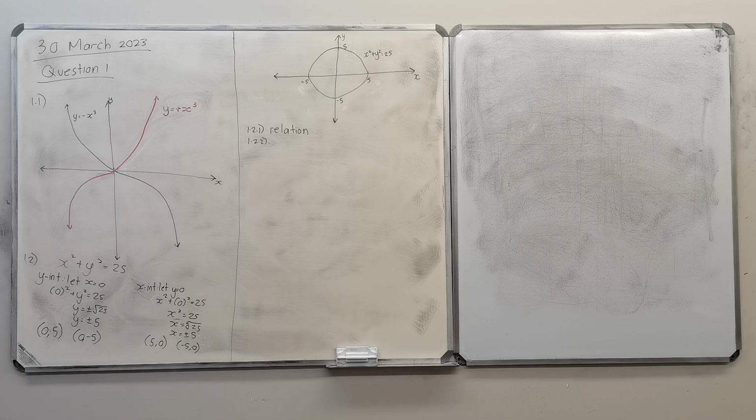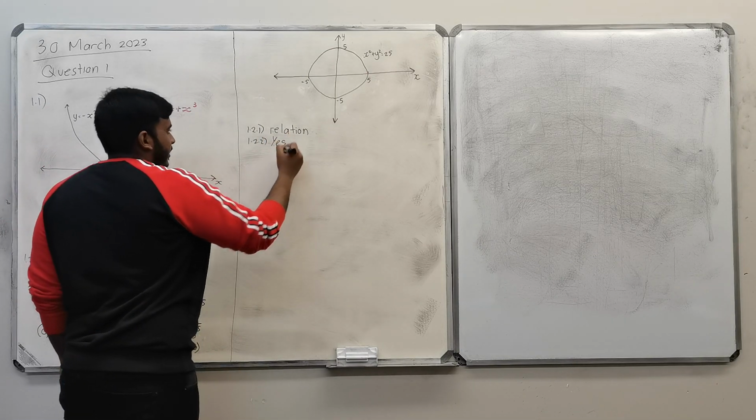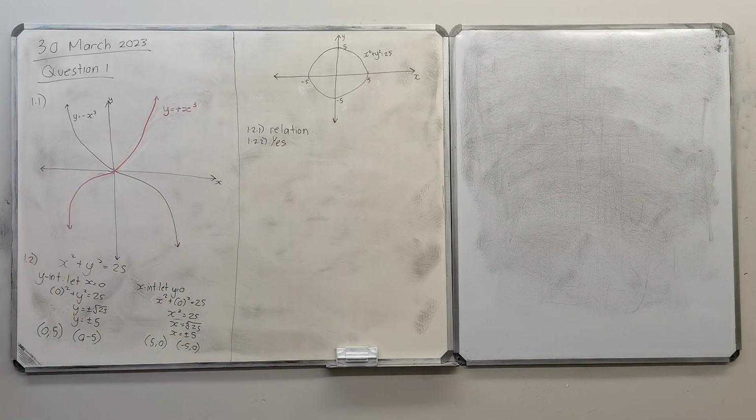Then they ask you, is the graph symmetrical about the y-axis? It's a circle, right? Circles will always be symmetrical. Okay? So your answer is yes.